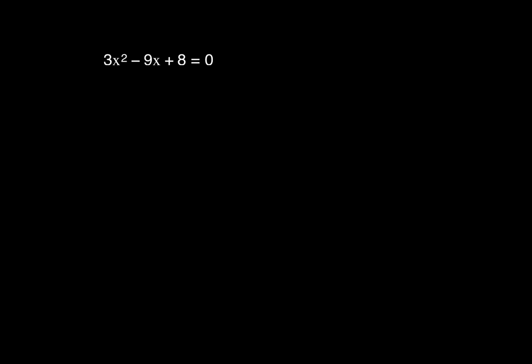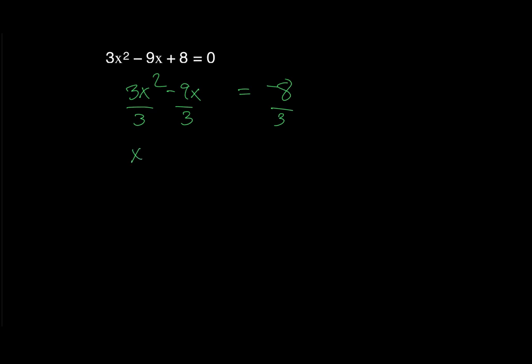Well, if we do completing the square, 3x squared minus 9x equals negative 8, subtracted 8 from both sides. Divide everything by 3, because I need that first term to be 1. X squared minus 3x equals negative 8/3. Don't make it into a decimal, leave them as fractions.